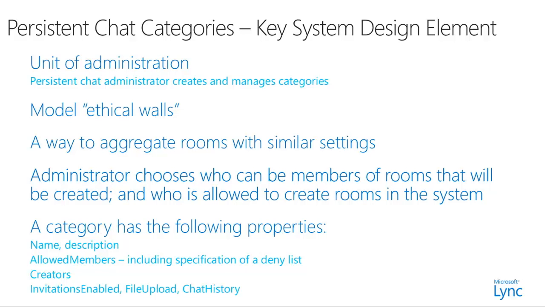And the category can have the following properties. It can have name and description, the allowed members, the creators, and invitations enabled, or file upload, or chat history. All these things are configured here.